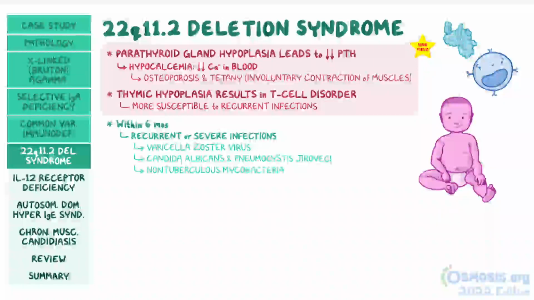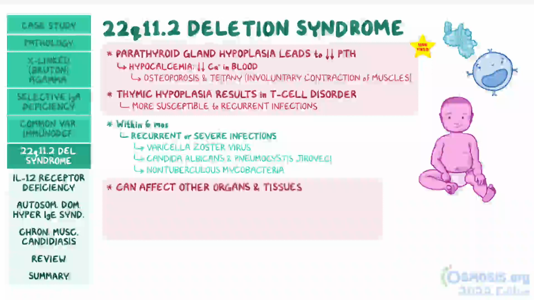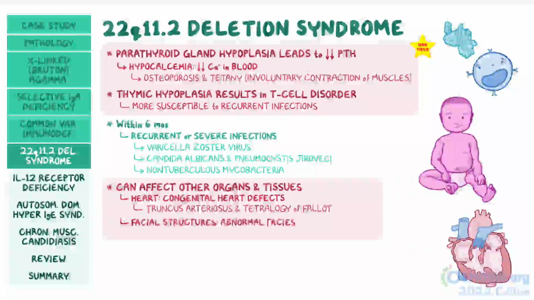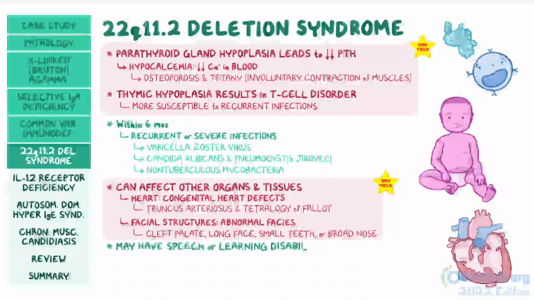Now, in addition to affecting the thymus and parathyroid glands, you must know that deletion of the 22q11.2 region can also affect various other organs and tissues. This includes the heart, resulting in congenital heart defects, in particular truncus arteriosus and tetralogy of Fallot, as well as the facial structures, resulting in abnormal facies, such as cleft palate, a long face, small teeth, or broad nose. Finally, some individuals may also have speech or learning disabilities.